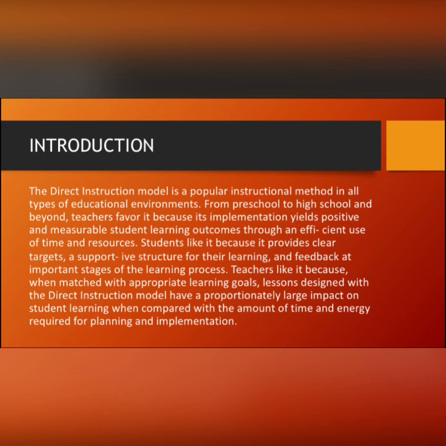Teachers like it because when matched with appropriate learning goals, lessons designed with the direct instruction model have a proportionately large impact on student learning when compared with the amount of time and energy required for planning and implementation.